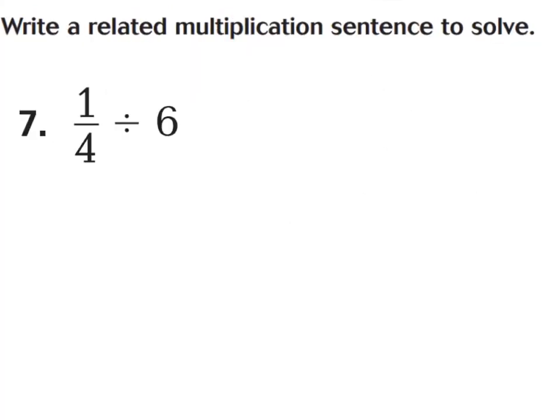So for number 7, it says 1/4 divided by 6. So you're going to have 1/4 of one whole, and you're going to divide that 1/4 of a whole into 6 parts. Go ahead, and I want you to pause the video and write your related multiplication sentence that you think it would be to see if you have 1/4 of something, of one whole, and you're going to divide it into 6 parts. How much would each part be? Go ahead and press pause now.